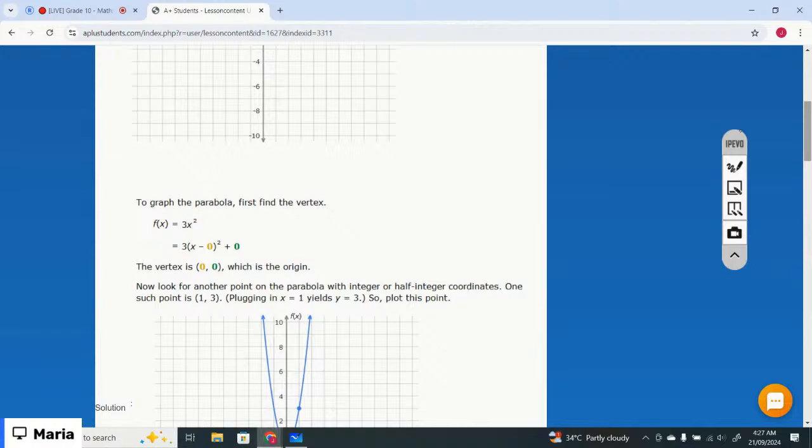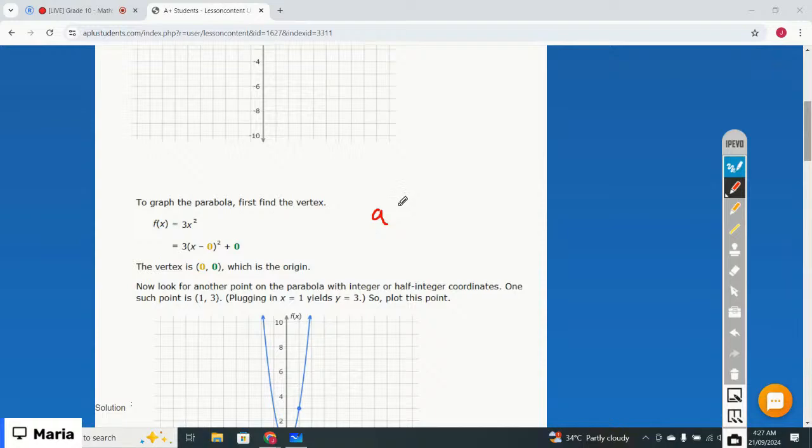So the first thing is you need to know the vertex form of the parabola. You are given the equation f of x equals 3x squared. You need to write it down as the equation of the parabola in vertex form, which is a times x minus a squared plus b, where a and b are the vertex of the parabola.